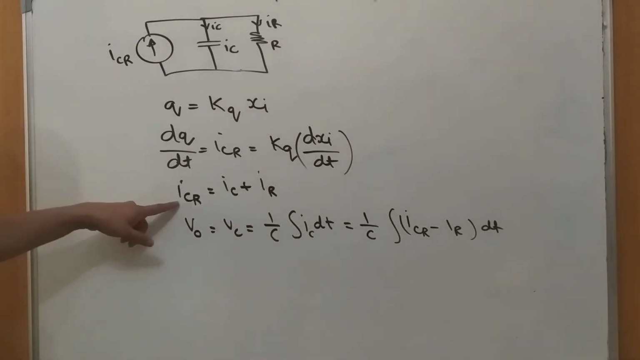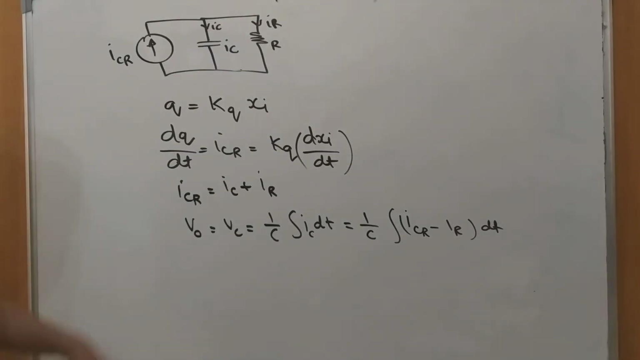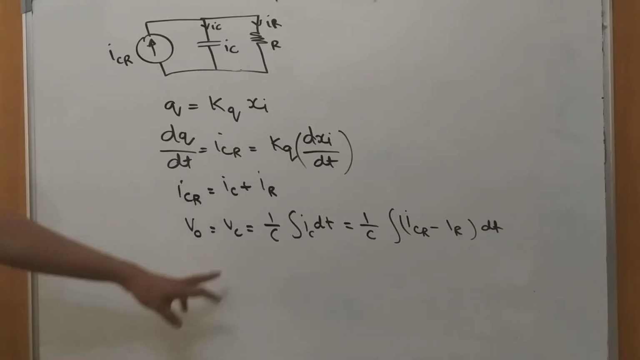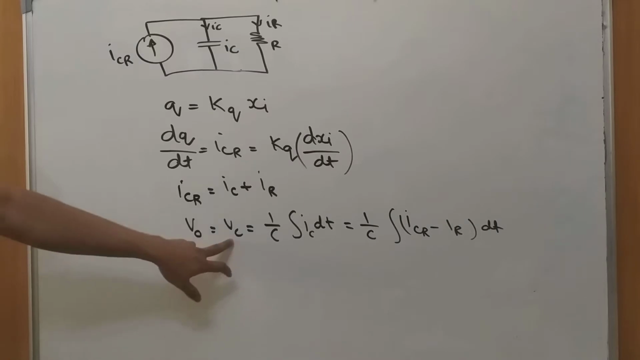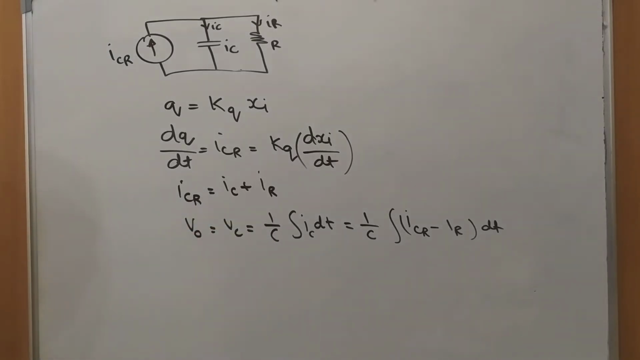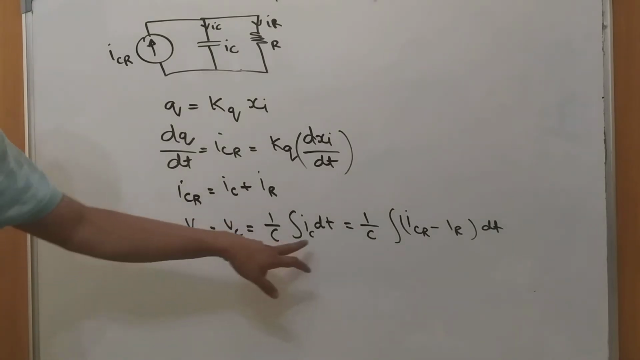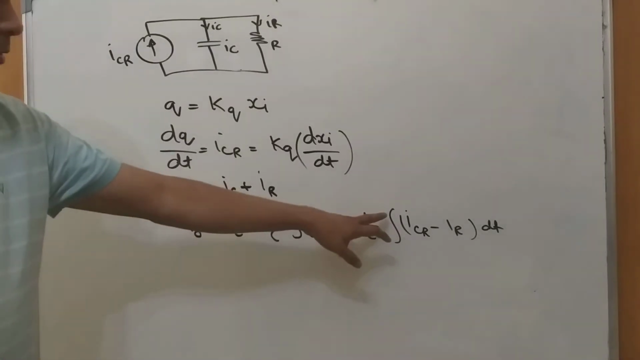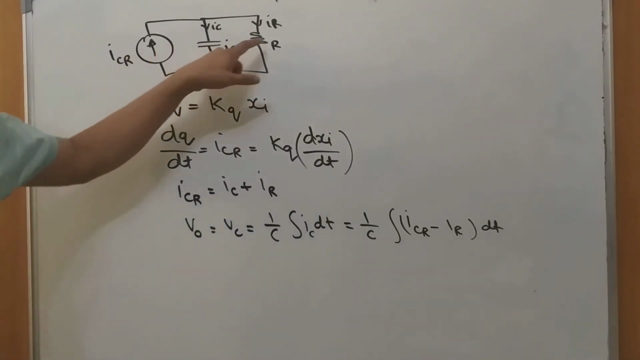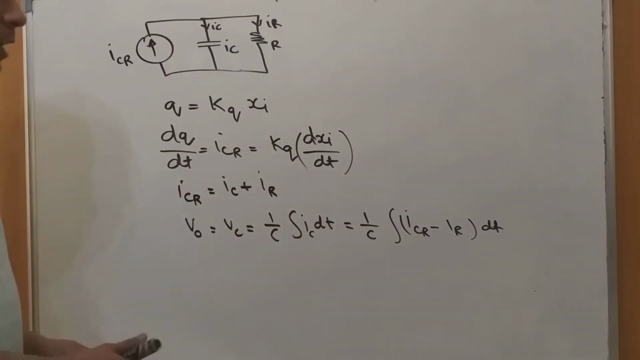So the total current ICR is equal to IC plus IR, where IC is the current through the capacitance, whereas IR is the current through the equivalent resistance. The output voltage is either the voltage across R or the voltage across the capacitor. In this case, we assume the output voltage is equal to Vc. So we get the equation of a capacitor, 1 by C into the integral of I dt. That is the basic standard equation. The current through the capacitor is ICR minus IR, so 1 by C times the integral of ICR minus IR times dt.